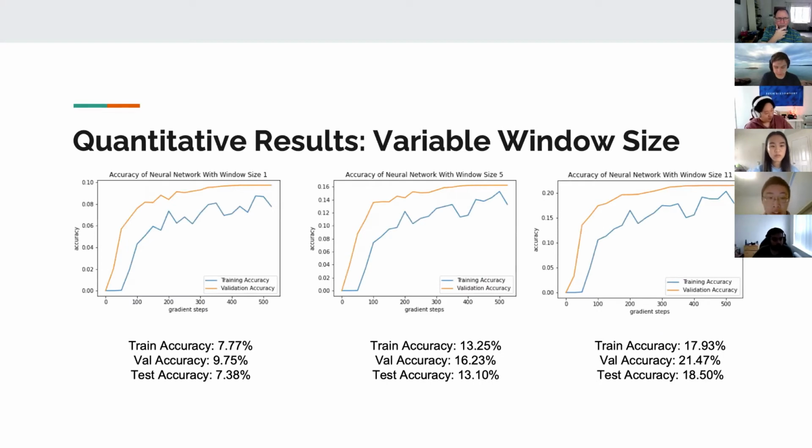So the second quantitative result we'll talk about is the variable window size. The intuition behind the variable window size metric is that, as Richard mentioned earlier, our audio samples do not necessarily sync up with our ground truth labels perfectly, as we record them ourselves. So the window is meant to account for some time variance in that respect. From left to right, we have window sizes of 1, 5, and 11. So that's varying the window size.